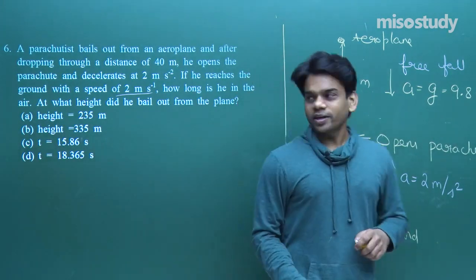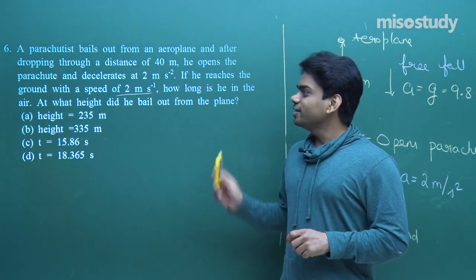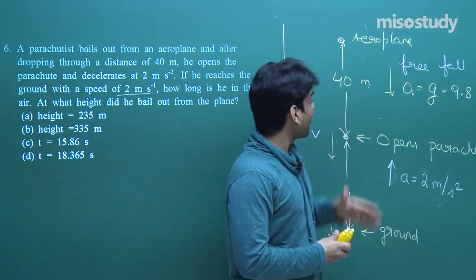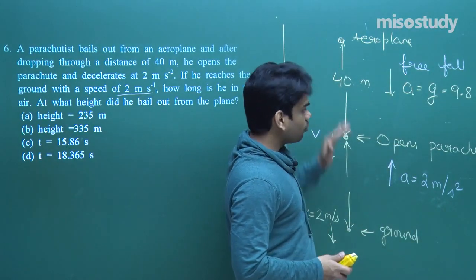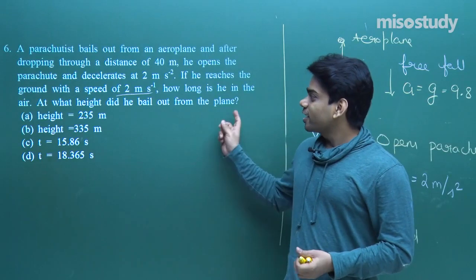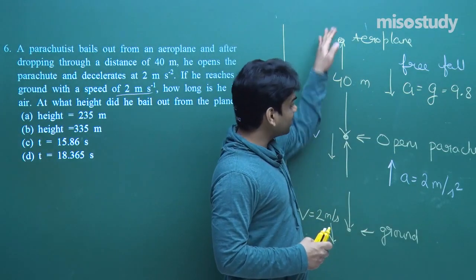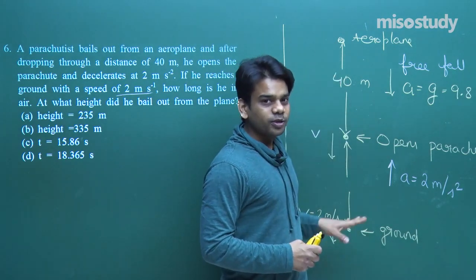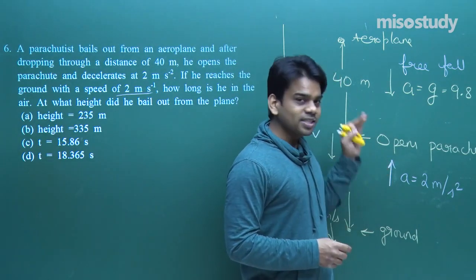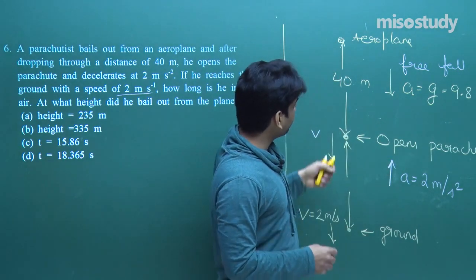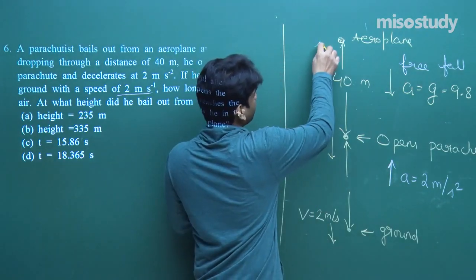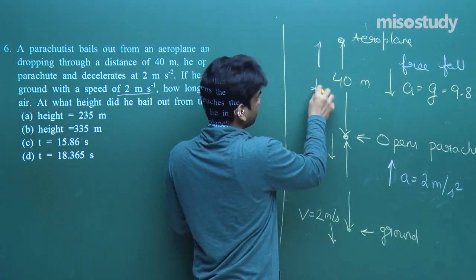So what things do we need to find out? How long is he in the air? So we need to find out the entire time taken from here to here. Second, at what height did he bail out from the plane? What is the total height that he has actually been in the air? So first of all, see this diagram. Let's try to find out the time taken from this point to this point. Let's say this is time t1.